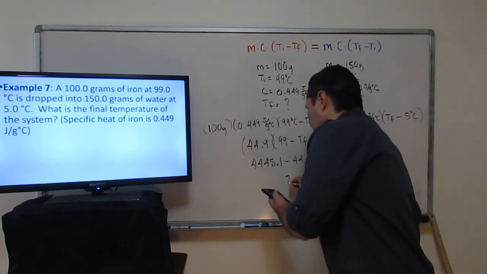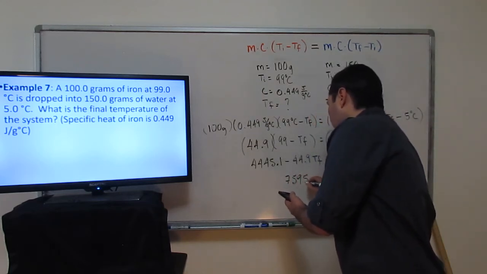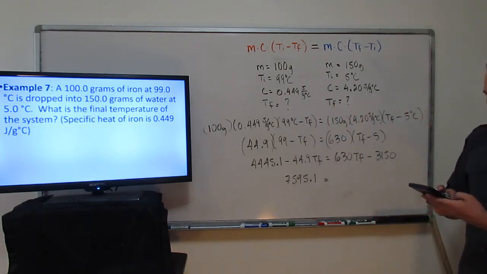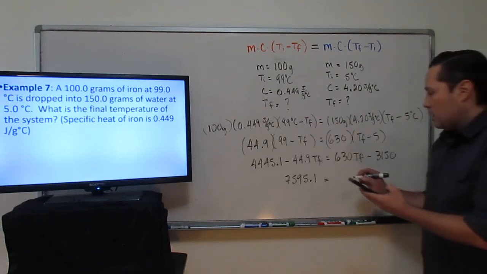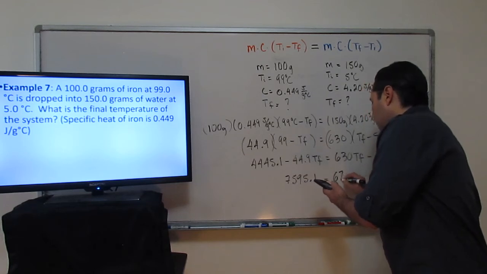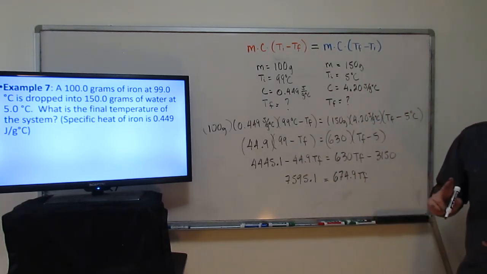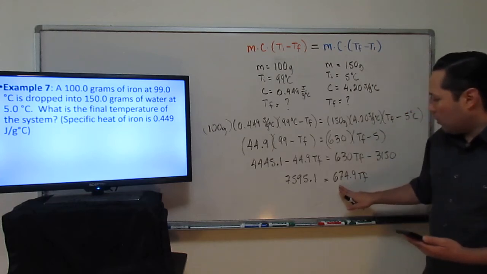On the left side I have 7,595.1. On the right side we have 630 plus 44.9, which gives me 674.9 TF. Final step, I want to isolate the TF, so I want to have it all by itself.